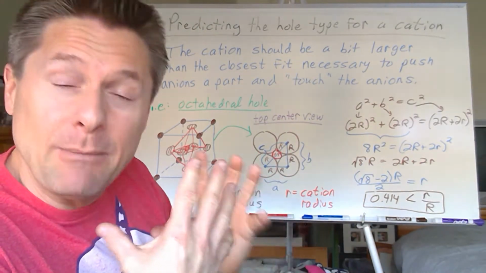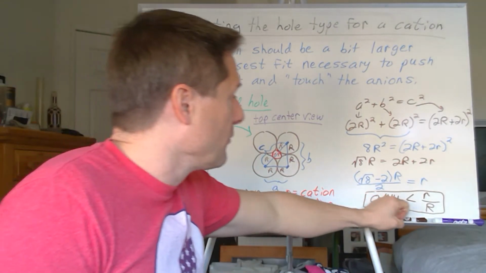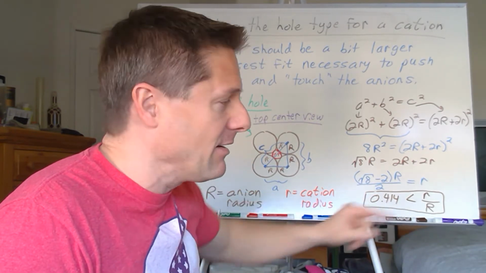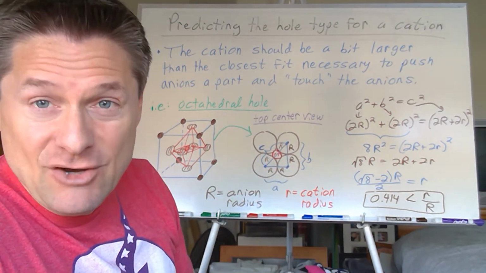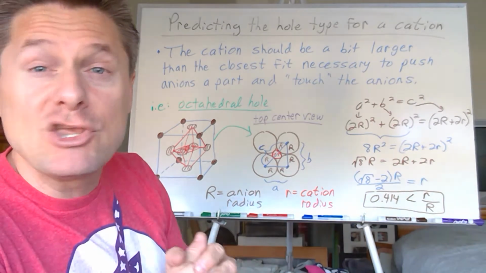So it needs to be a little bit bigger than that to fit into an octahedral hole properly. So the radius of the cation over the radius of the anion needs to be a little bit bigger than 0.414 for it to fit into an octahedral hole, right? And that'll extend for a range until it gets too big, and then it would go into a cubic hole.